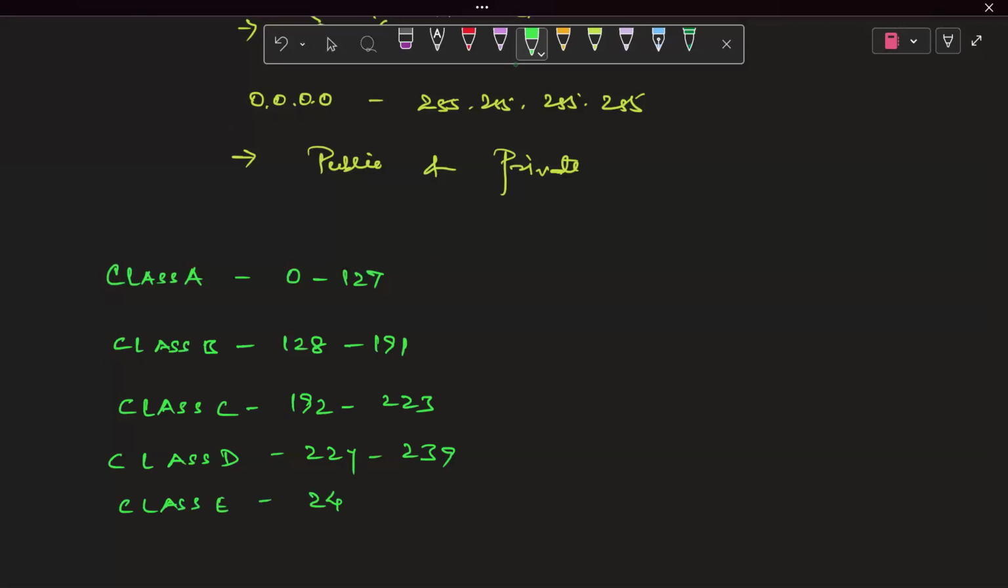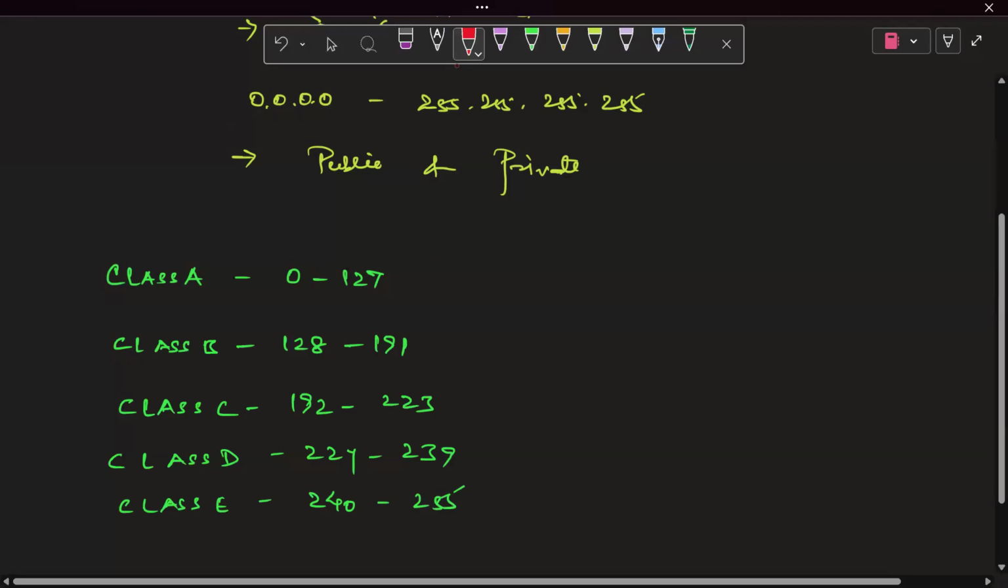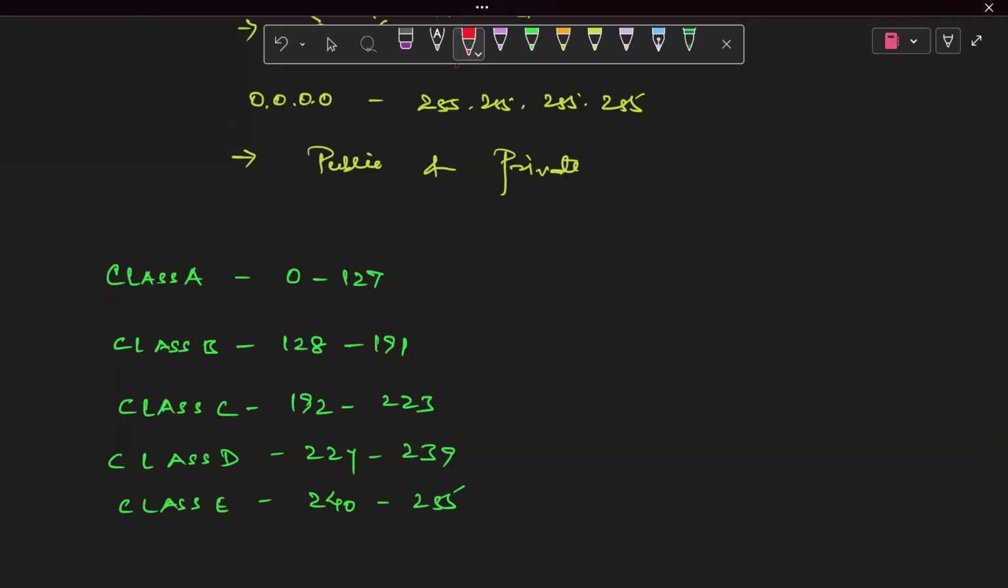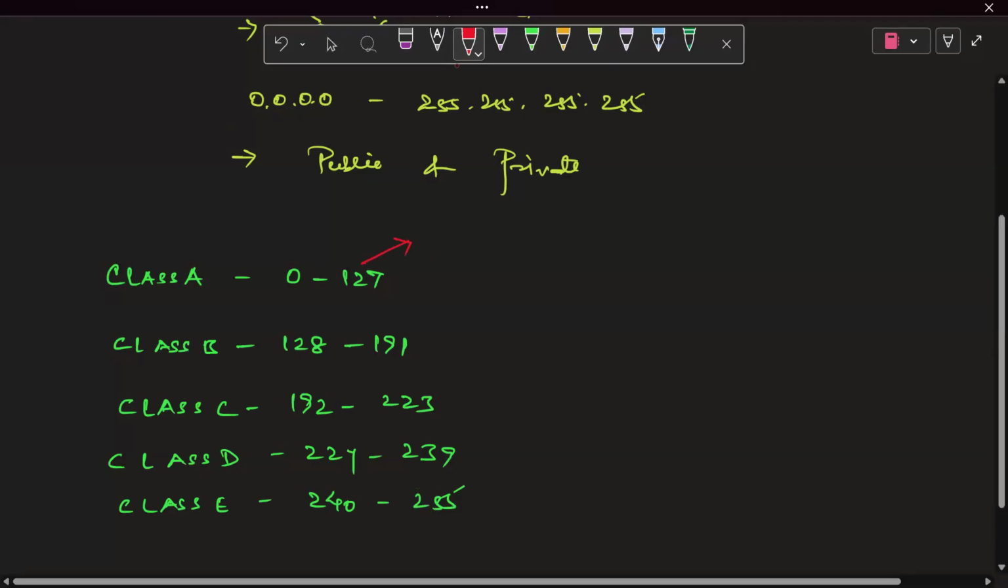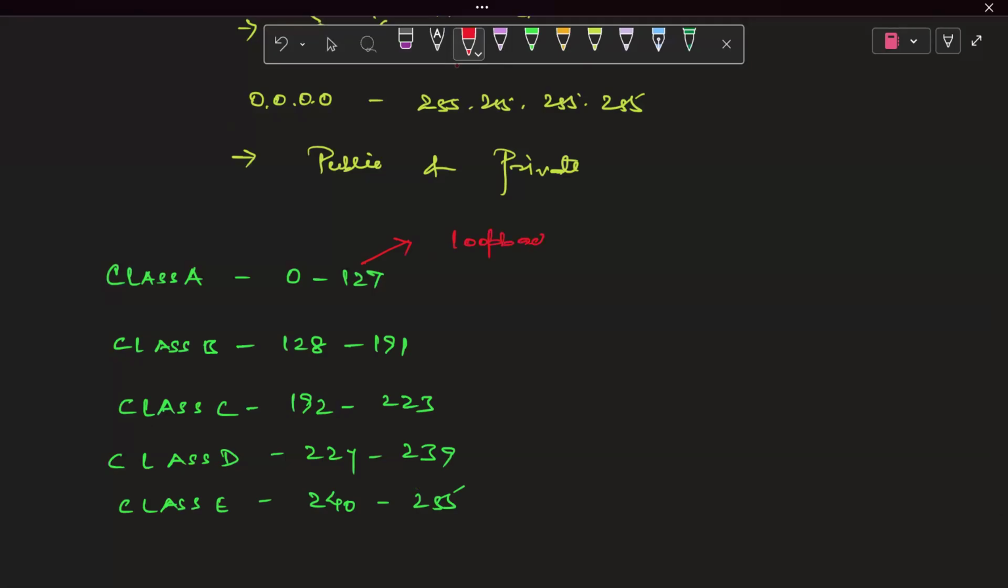And then the last is class E, 240 to 255, right? In class A, the IP starting from 0 and the IP starting from 127 are reserved. Whenever the IP starts with 127, it is reserved for the loopback IP address, right? And whenever the IP starts with 0, it means local host, or we can say same network.